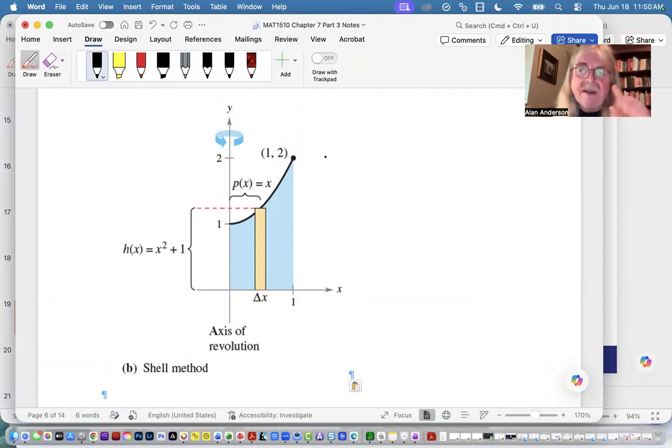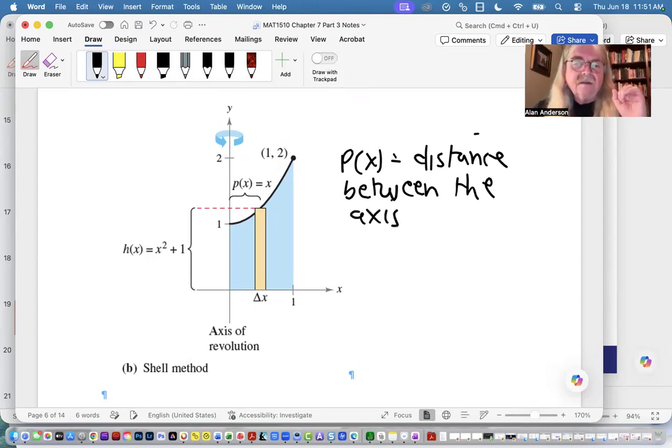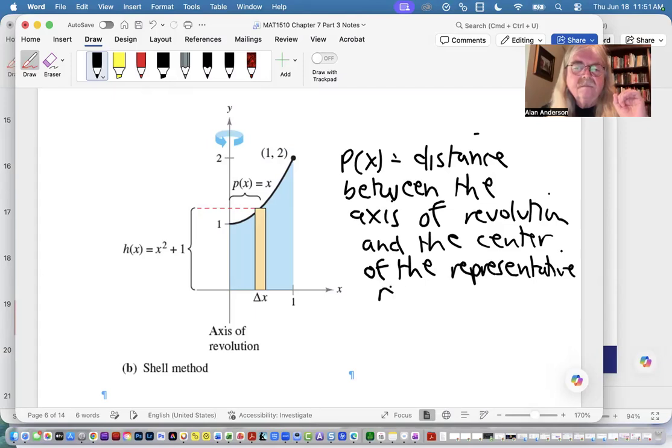So here, remember, the rectangle is going to be parallel to the axis of revolution. And so it's vertical and everything's in terms of x's. We have delta x as the width. That p, remember, is the distance between the axis of revolution, which is the vertical axis in this case, and the center of the representative rectangle. And that in this case is just x.